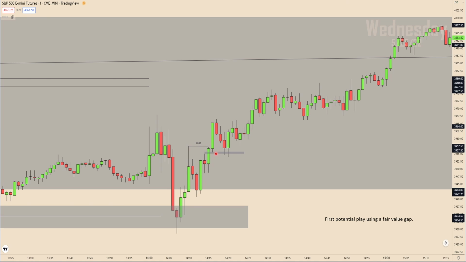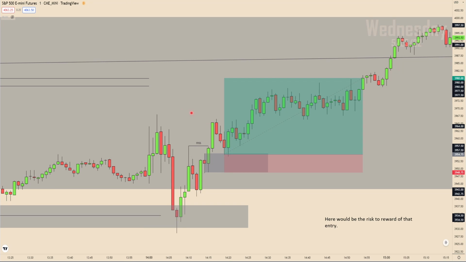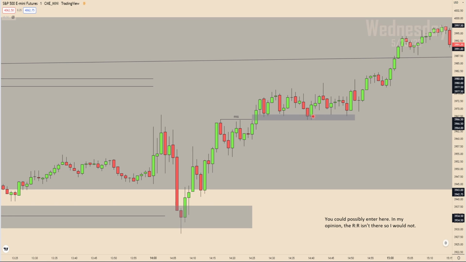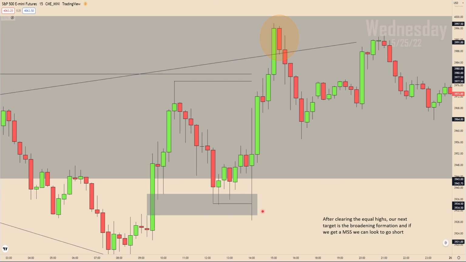There is this fair value gap here that you could put your stop there, but I kind of like this single order block with the fair value gap. So enter right there, stop low here, and then you're going to be targeting those highs there. If you missed that entry and still thought it was going to 4,000 here, you could enter later right in here, market structure shift at these relatively equal highs. However, personally, the risk reward just isn't there as much for me, so I would have laid off that.